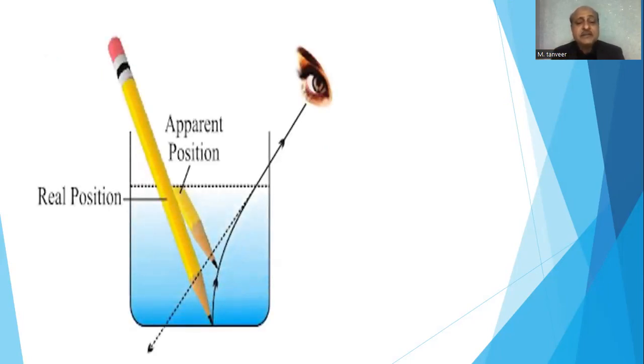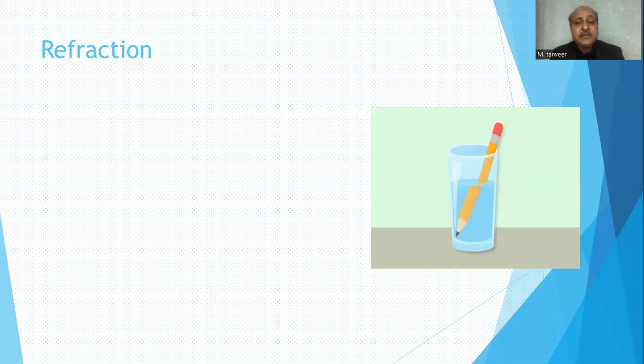So the pencil will appear bending in water since rays of light which are coming from the pencil bend when they enter from water to air. Rays of light are coming from water. When they enter air, they change their path, due to which the pencil appears to be bending. And this phenomenon is called refraction.